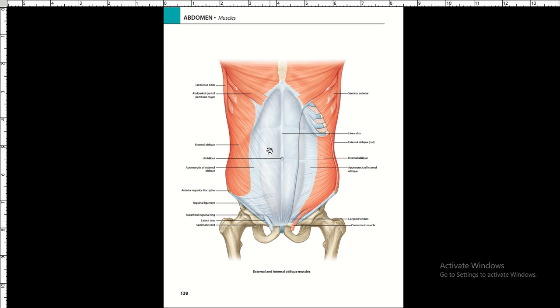In the anterior wall, you have two important muscles. From here, we can see this muscle, which most people are crazy about, the six pack. That's your rectus abdominis muscle. We're going to talk about it very soon. And there is another muscle right here called the pyramidalis muscle. Right, so let's take a look now.